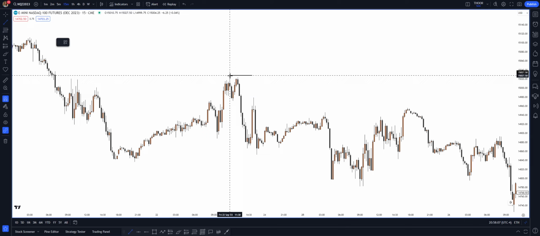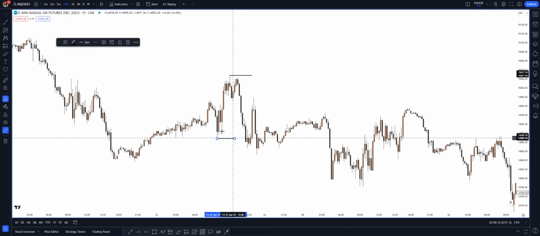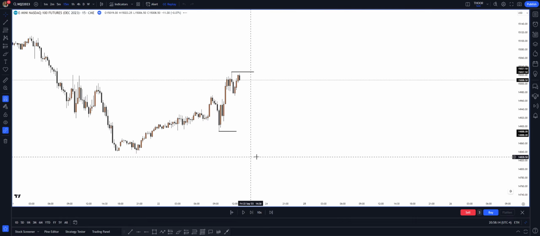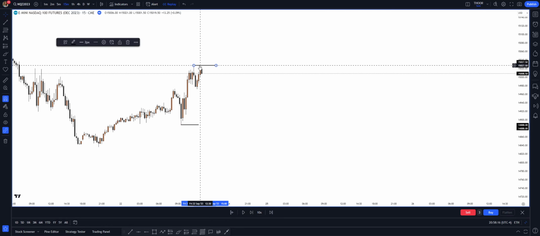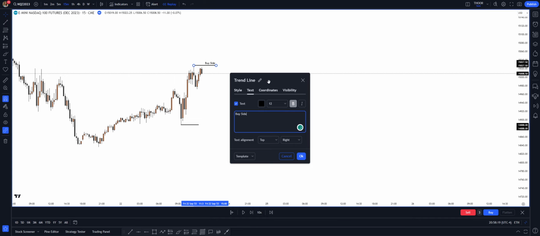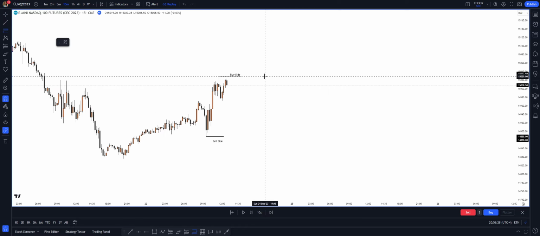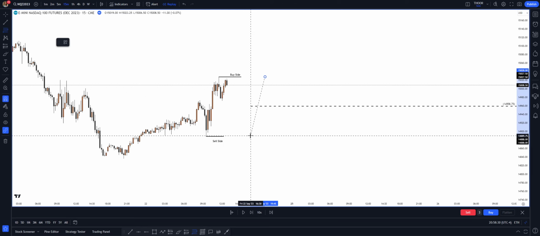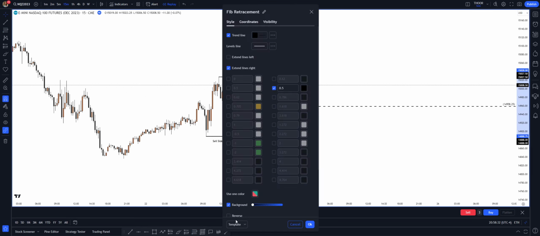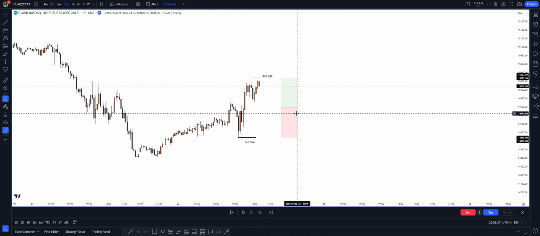This is the buy side. This is the sell side, right? Let me just get rid of those candles so you can see it better. Here. This is the buy side. So from this low to that high is going to be the dealing range. Once you have this dealing range, it becomes easier to trade the afternoon session.